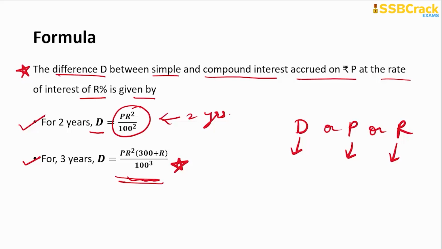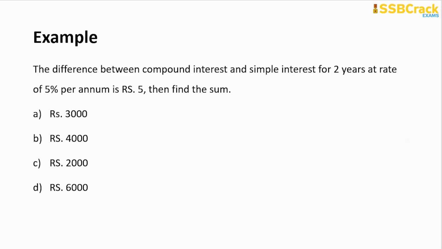Because you could see in the overall formula there are three parameters D, P, R, three variables. So two variable values they will give, and the third variable they will ask you. Very clear to you. So let's move on with an example based upon this particular formula.